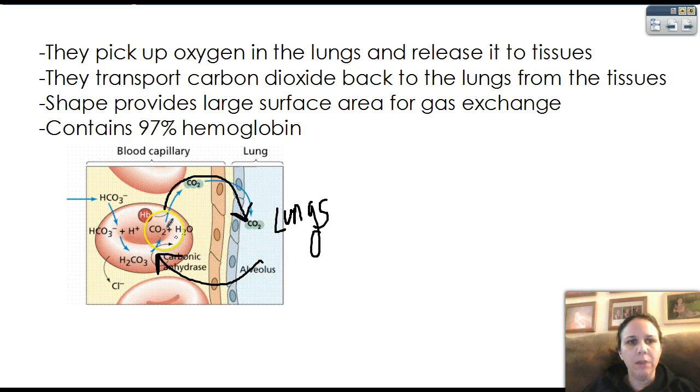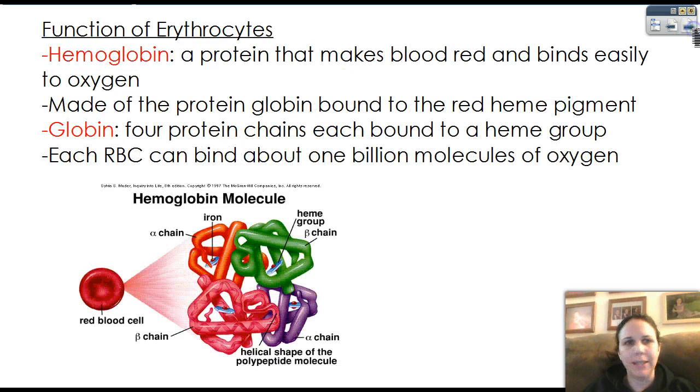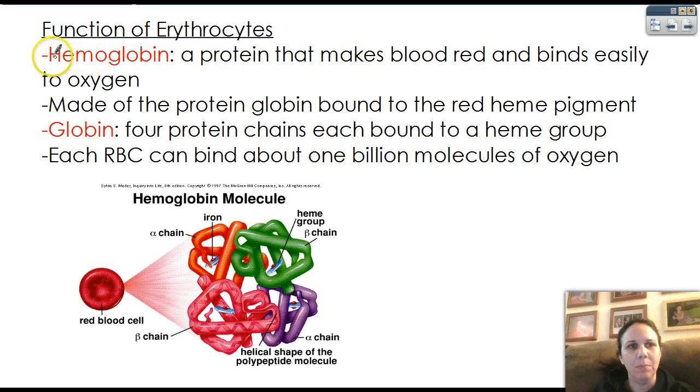The shape of the cell, the way that it is biconcave, allows for a larger surface area for greater gas exchange, and the inside of the cell contains about 97% hemoglobin, which is this little red thing right there, to allow maximal oxygen capacity. Okay, what are some functions of erythrocytes? Well, like we said, it carries oxygen, and it's due to this protein called hemoglobin. So it's a protein that makes blood red and binds easily to oxygen.